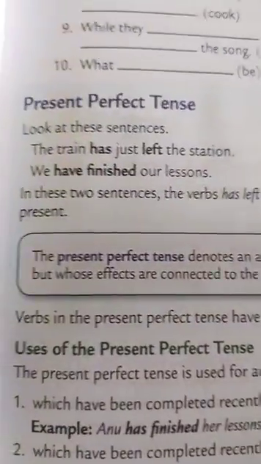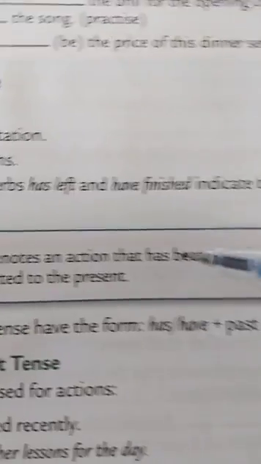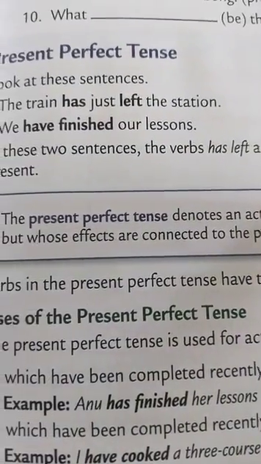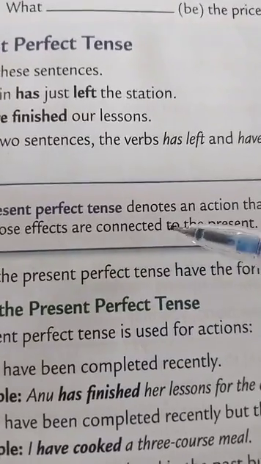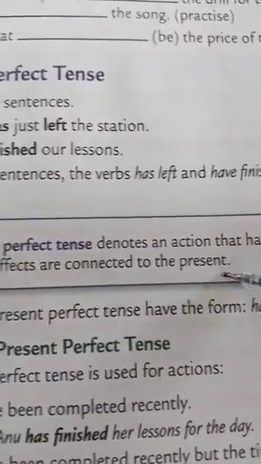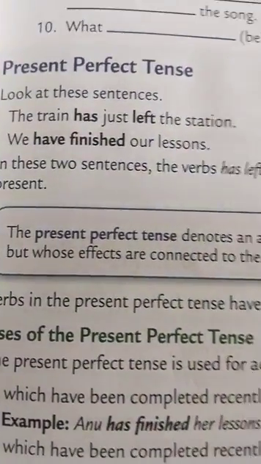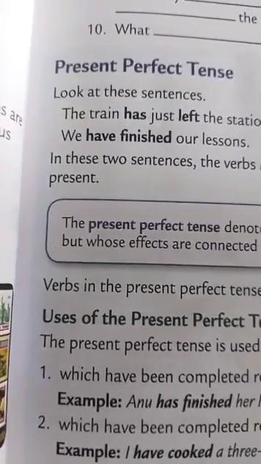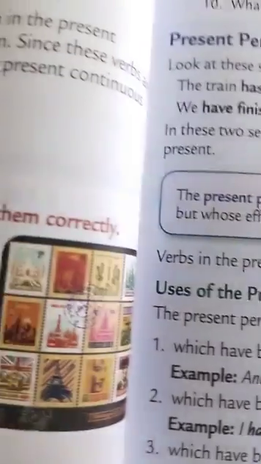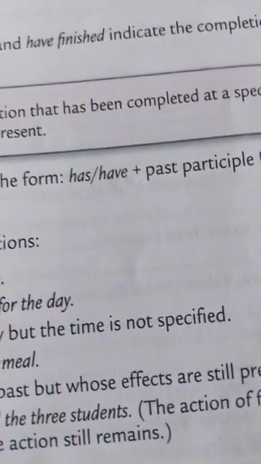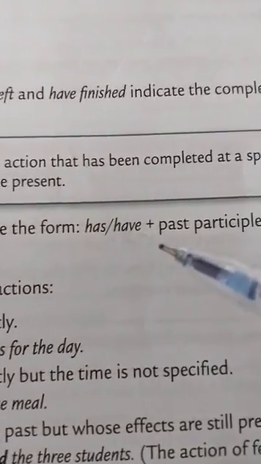Now see the next one, present perfect tense. Present perfect tense, children, denotes an action that has been completed at a specific time in the past, but the effect of that action is connected to the present. Verbs in the present perfect tense have the form has or have plus the past participle form of the verb.